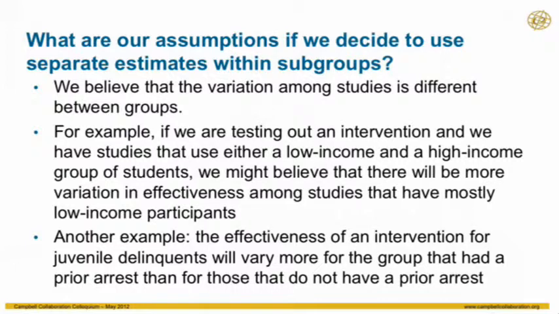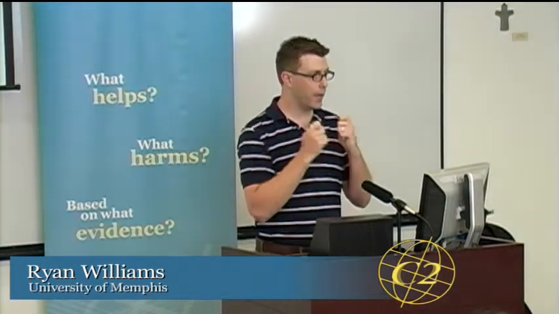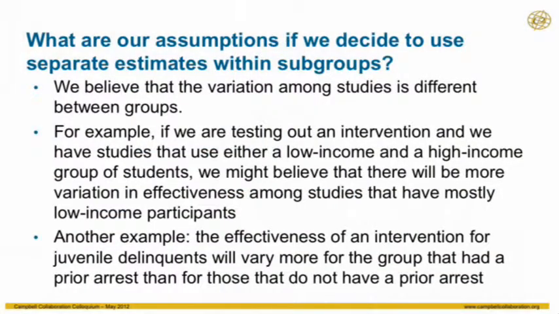Another example, the effectiveness of an intervention for juvenile delinquents may vary more for the group that had prior arrest compared to the group that did not have any prior arrest. So if we end up considering this route, we need to be thinking very critically about what the theory underlying this assumption is. Do we have a good rationale for doing this? Because we can potentially, I'll talk about this in a moment, get ourselves into trouble with this option if we're not careful. But if we do have a good reason to think that there's going to be greater variation in different subgroups compared to others, this might be one route that we would want to take.